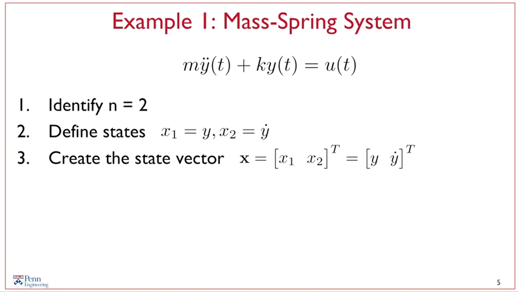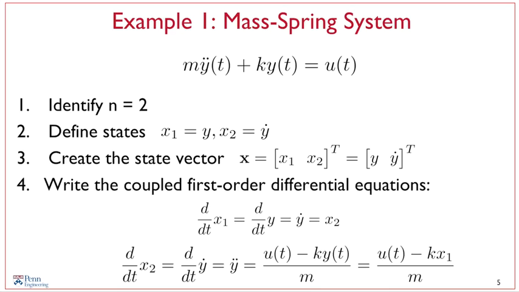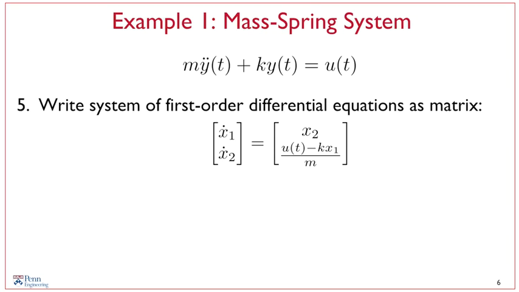We can now define the system of first-order differential equations. The first equation is trivial and simply states that the derivative of x1 is x2. We get the second equation from solving for y double dot using the governing ordinary differential equation. We see that the derivative of x2 is a function of x1 and u. We can write these two differential equations as a matrix.